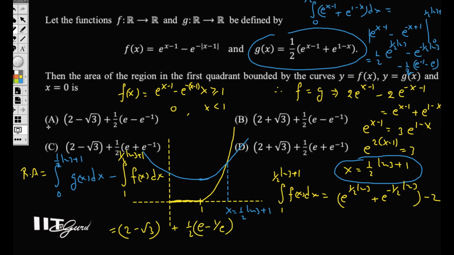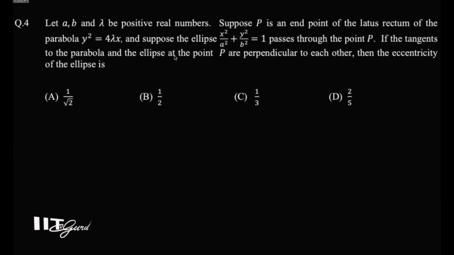And in this way you get here question 4, that is the ellipse, and one parabola is given, and here the tangents to the parabola and the ellipse at the point P are perpendicular to each other, whereas this point P is the end point of the latus rectum, and you have to find the eccentricity of the ellipse.